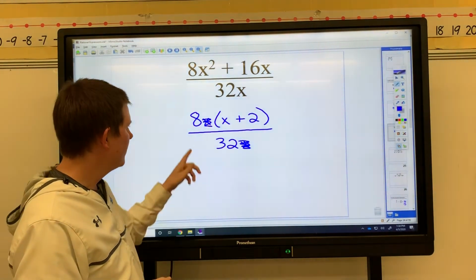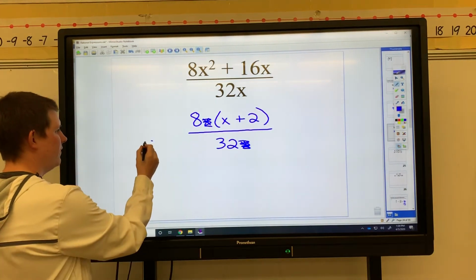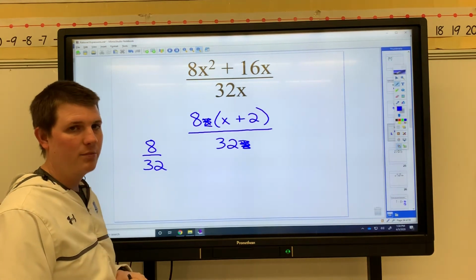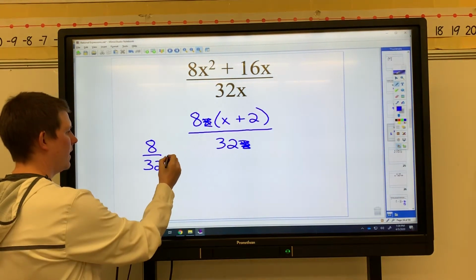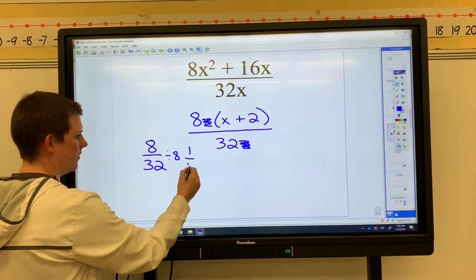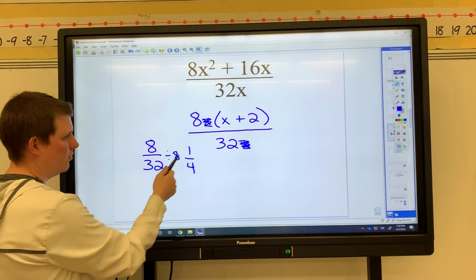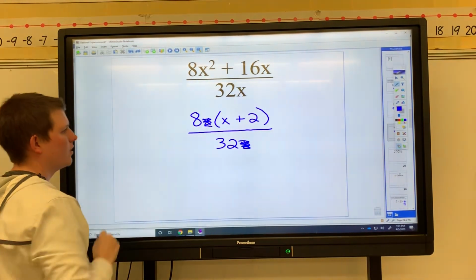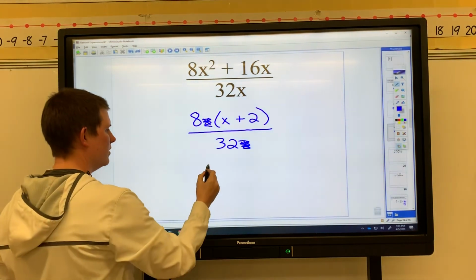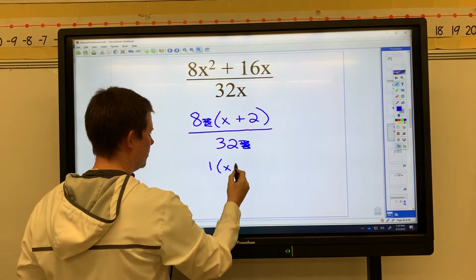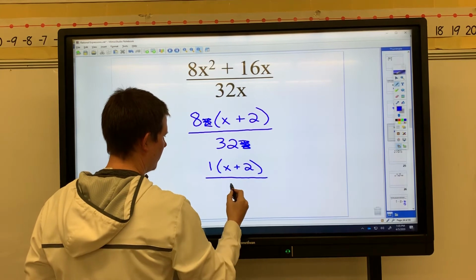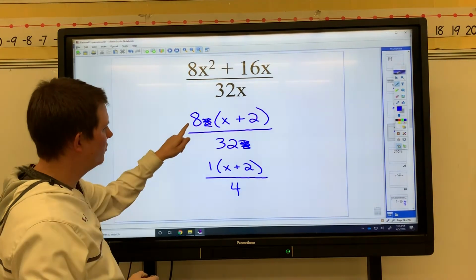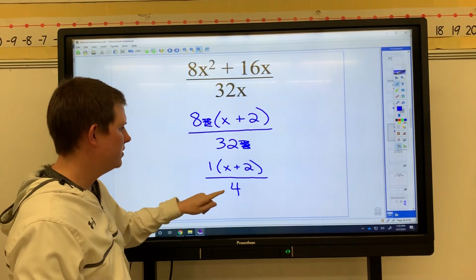Now, the other thing I can do is I have an 8 over 32. I can simplify that fraction just like in grade school, in 6th grade when you learn how to simplify it. What goes into both 8 and 32? 8. So it's 1/4. So I can reduce the 8 and the 32 down to 1/4. Why? Because they're both coefficients. As long as they're coefficients, you can reduce them. So this is 1 times x plus 2 all over, or sorry, all over 4. Because I reduced the 8 and the 32, and 8 over 32 reduces down to 1/4.